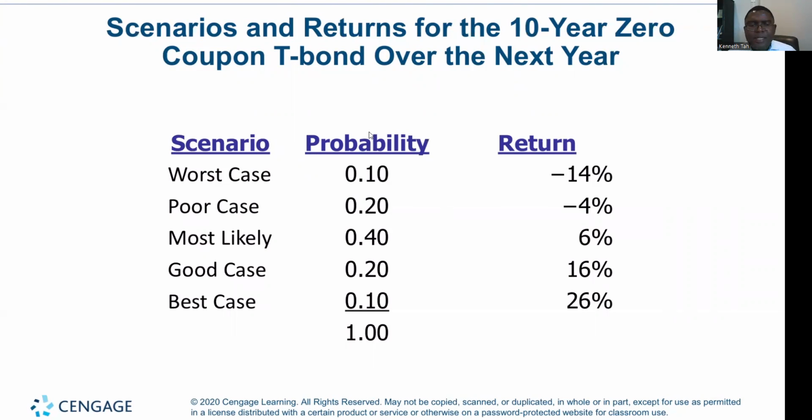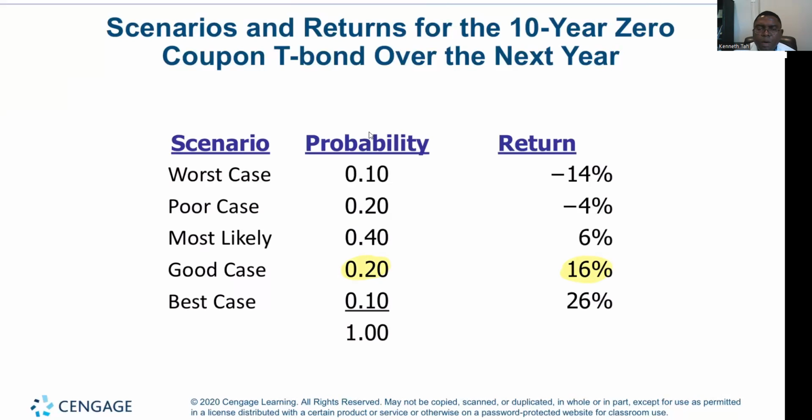With the scenario analysis, we have different scenarios that are given. We have worst, poor, most likely, good case, best. And different returns are attached to the different scenarios. Worst case, -14%, best case, 26%. Different probabilities. Worst case, we expect a -14% return. The probability of that happening is 10%. Good case, we expect a 16% return. The probability of that happening is 20%.